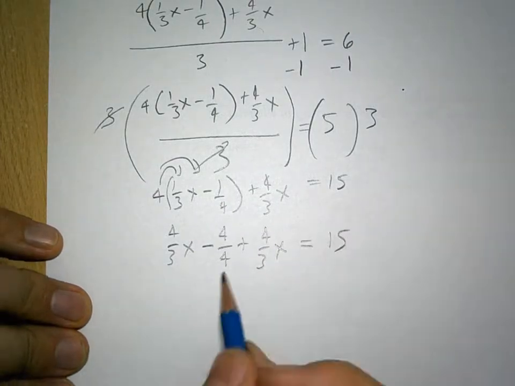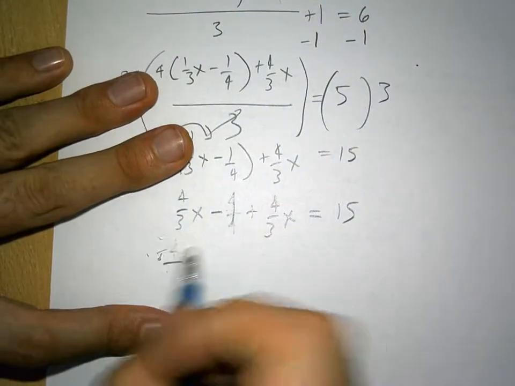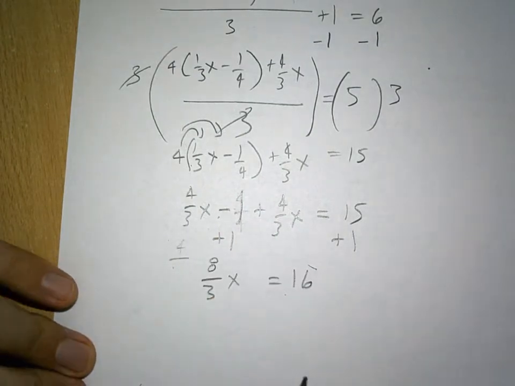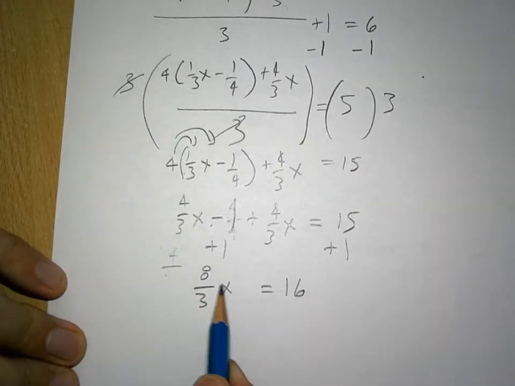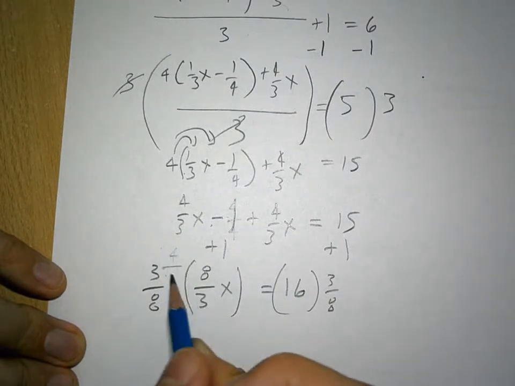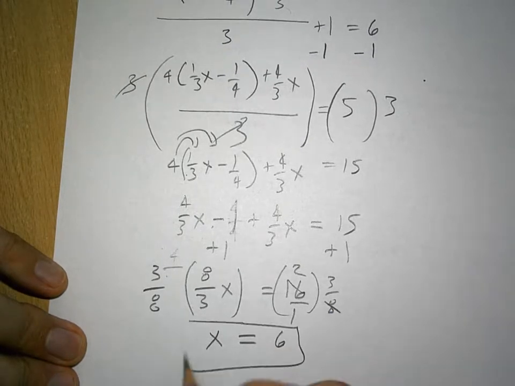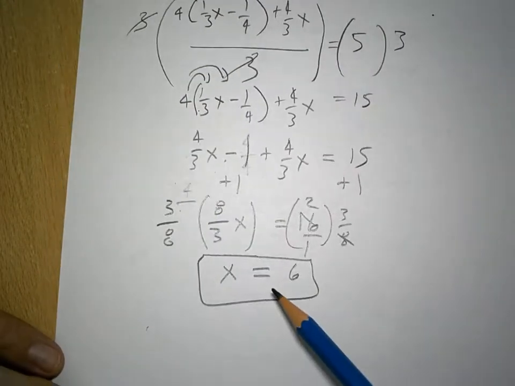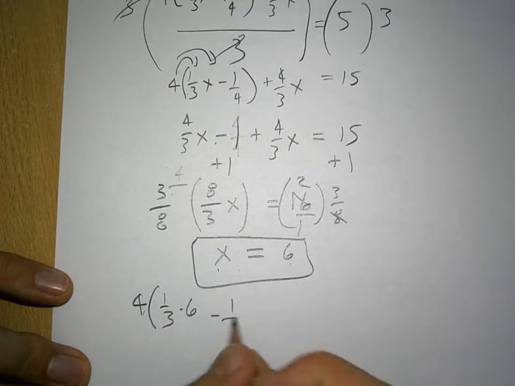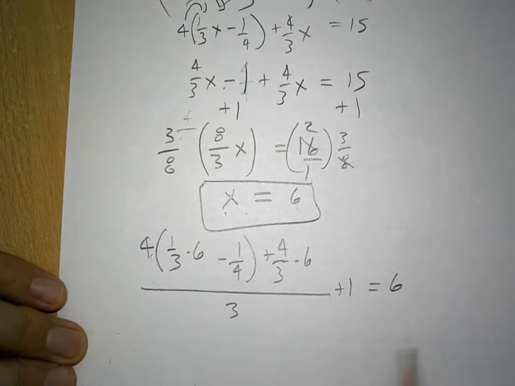Next, there are a couple of different things you can do with this. You could divide by 8/3, but I find it's easier to multiply both sides by the reciprocal, 3/8. Because when you do that, you end up having 24 over 24 x, which is basically 1x. And then simplifying, 8 goes into 16 2 times, and x is 6. Bam! Now the question is, is this the answer or not?